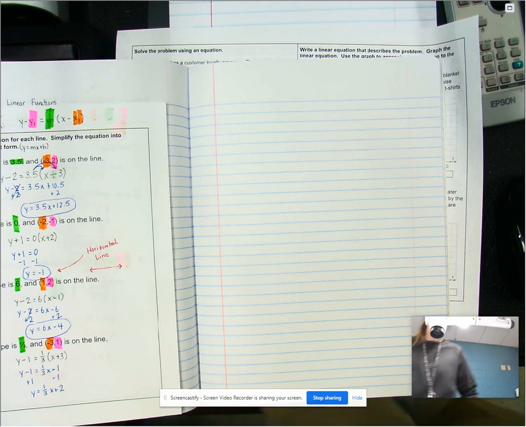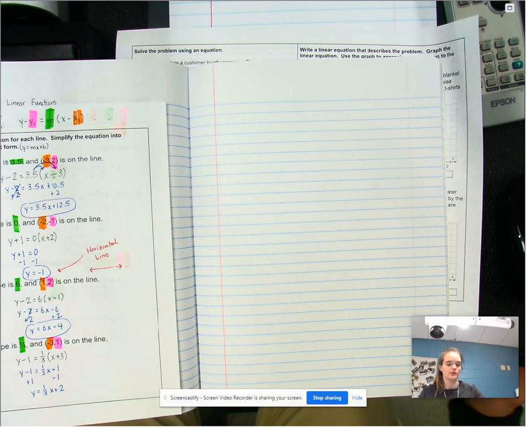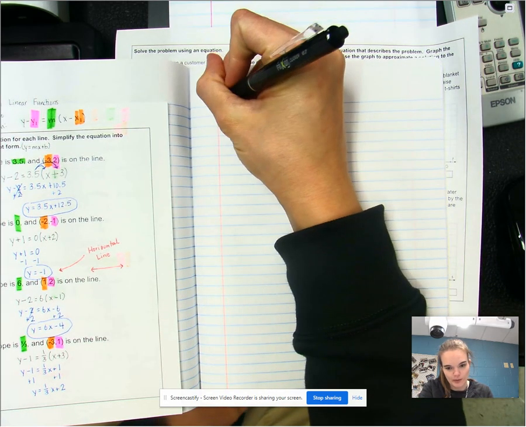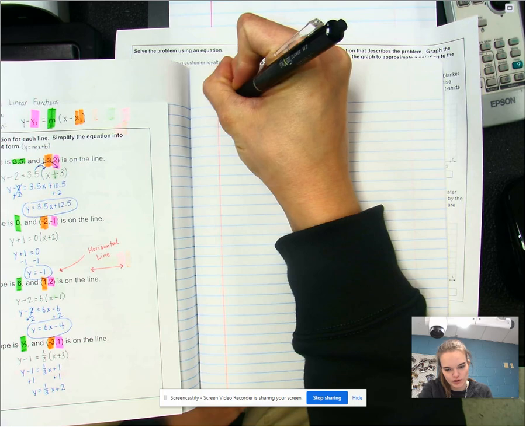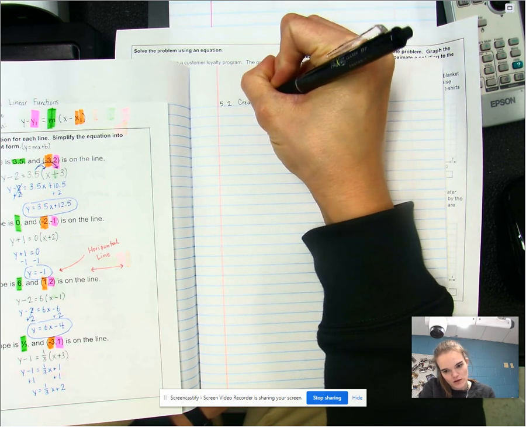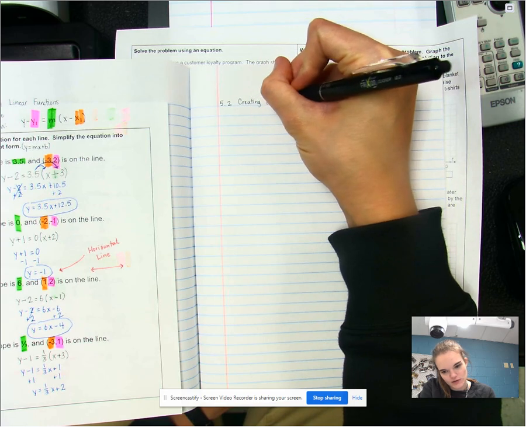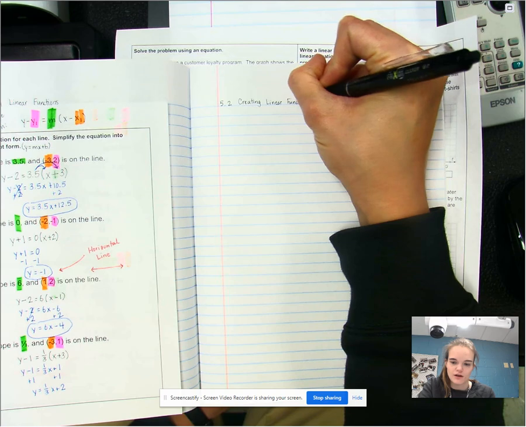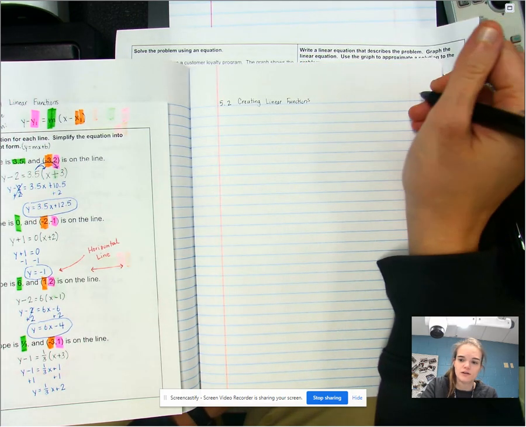Okay, today we're going to finish the creating linear functions piece. So your notebook should be open to page 43, or you're taking a piece of paper and putting page 43 on it. It's 5.2, creating linear functions. Like I said, that's page 43.